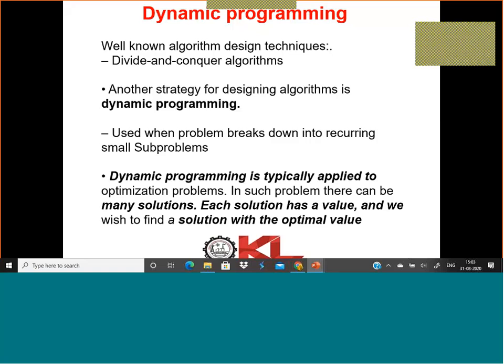If you look at the previous models, like the divide and conquer technique, the problem is recursively divided into subproblems. By dividing the problem into subproblems, we are reducing the complexity of that problem. At one particular stage, the subproblem is so simple that you can easily solve it.